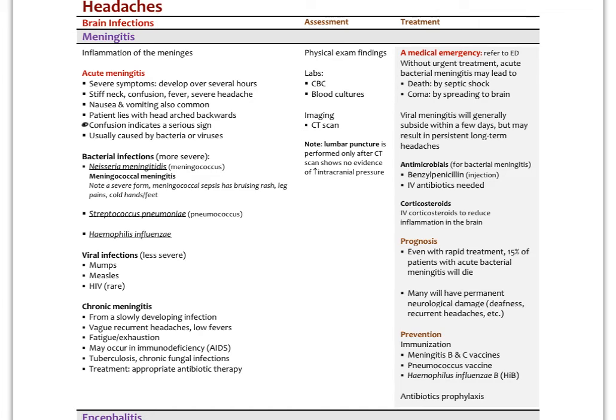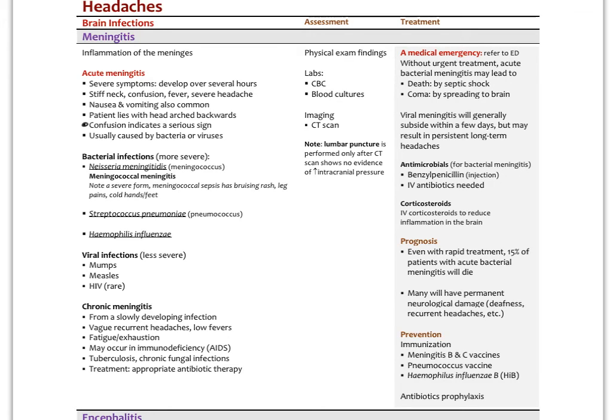One of the things that can be seen is the ventricles look compressed or even enlarged with that increased intracranial pressure, and there's some maybe deviation of the ventricles as well. So this is a medical emergency. You need to refer to the emergency department. Without urgent treatment, the acute bacterial meningitis can lead to death via septic shock or coma by spreading more to the brain.